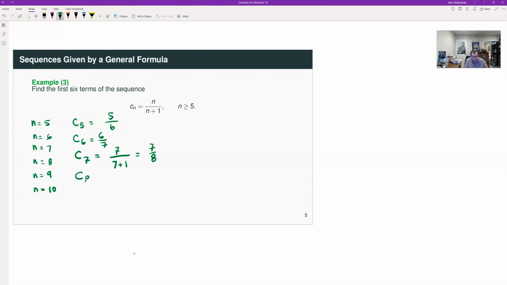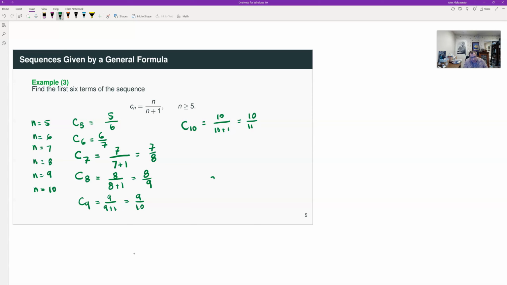And I go to the C sub 8. And I will have 8 divided by 8 plus 1, which is 8 over 9. And C sub 9 will be 9 divided by 9 plus 1, which is 9 over 10. And finally, C sub 10 is going to be 10 divided by 10 plus 1, which is 10 over 11. Simple enough. Let me write down that sequence in linear fashion.